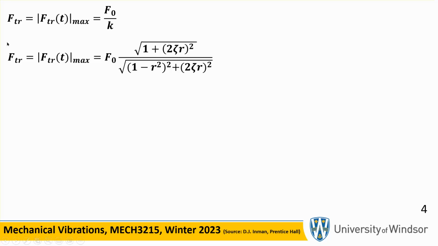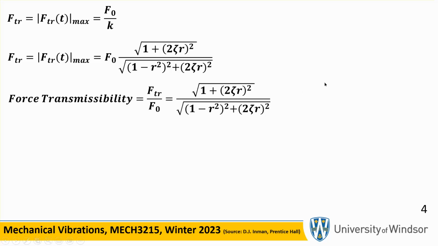So the transmitted force changes with time. We know that. But it varies sinusoidally, and as soon as it says sinusoidally, it has an amplitude. The amplitude of it, which is the maximum value that it can take, is simply that expression. You give me the amplitude of the load, the frequency ratio r, and zeta, and I can tell you the maximum force that's going to get transmitted to the foundation, to the ground.